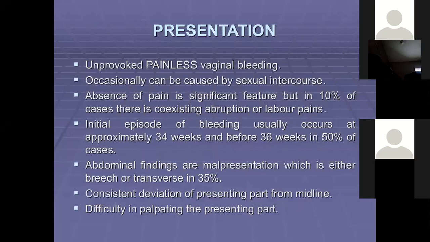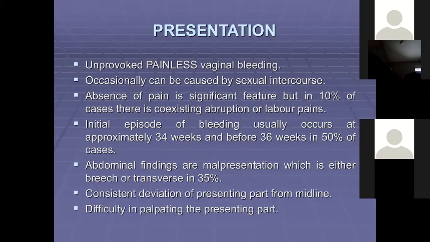How does the patient present to you? Presentation: unprovoked painless vaginal bleeding. She will give you a history of bleeding per vagina, but she will not have any kind of abdominal pain. Occasionally the bleeding can be caused by sexual intercourse. And as I told you, there will be no pain. So absence of pain is a significant feature, but in 10% of cases there is coexisting abruption or labor pains. The initial episode of bleeding usually occurs at approximately 34 weeks, and before 36 weeks in 50% of cases.